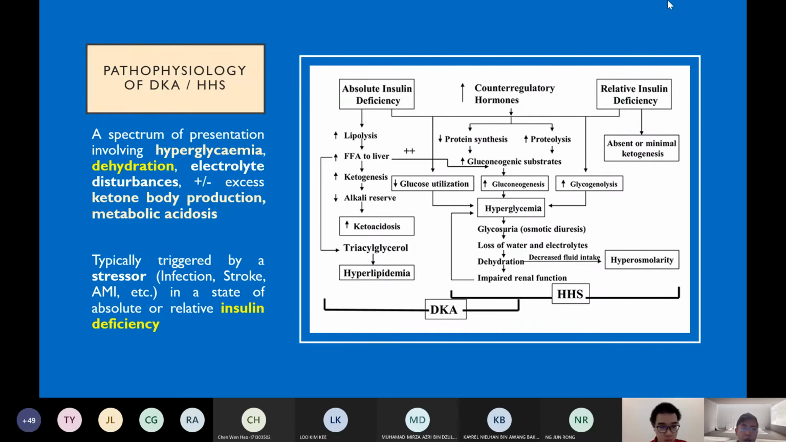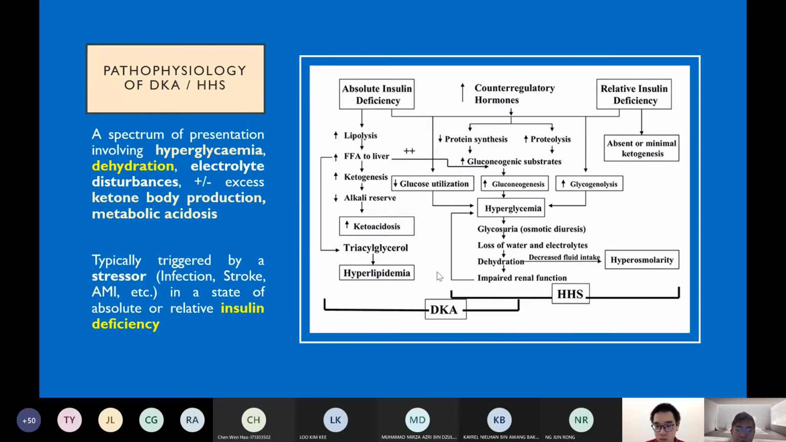Okay. So just briefly about the pathophysiology of DKA and HHS. Understand that DKA and HHS is a spectrum of presentation involving hyperglycemia and dehydration. This is present in both DKA and HHS, as well as electrolyte disturbances with excess ketone body production and metabolic acidosis. This is typically triggered by a stressor such as infection, stroke, or myocardial infarction, in a state of either absolute or relative insulin deficiency.